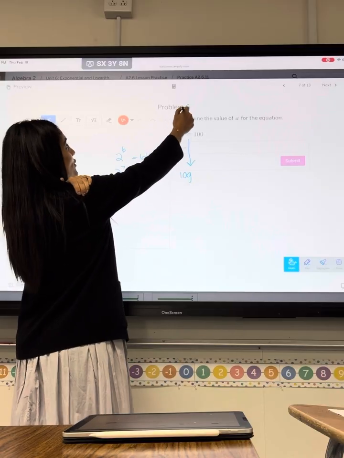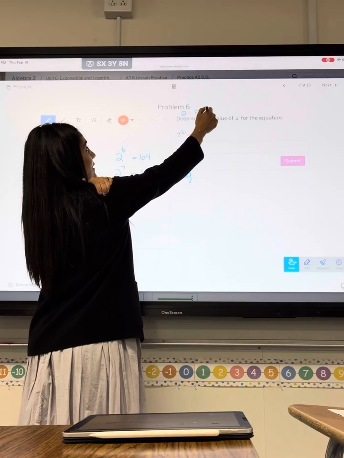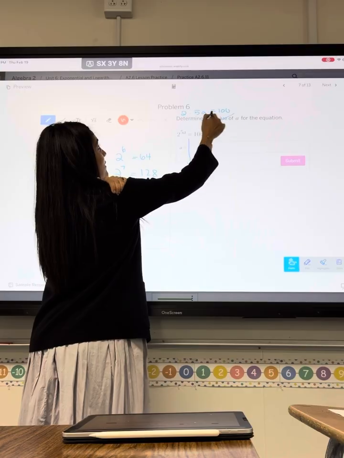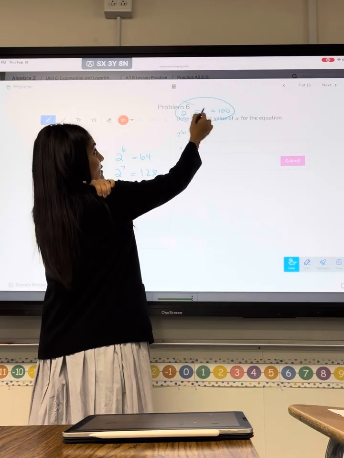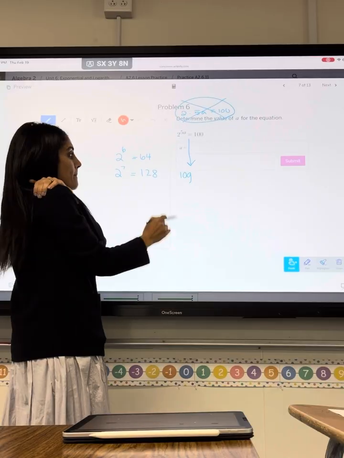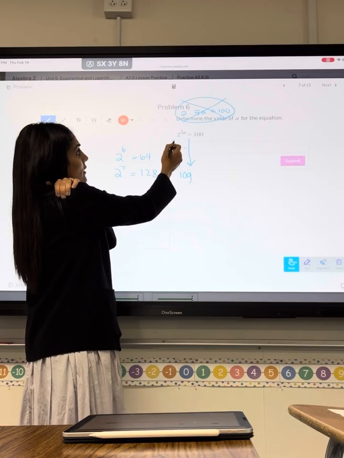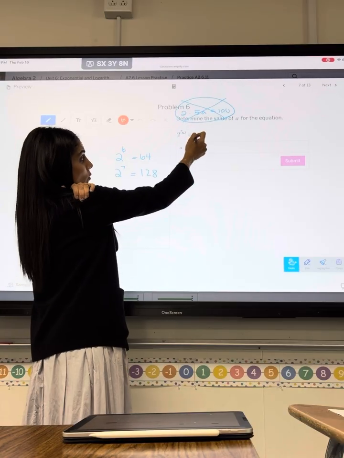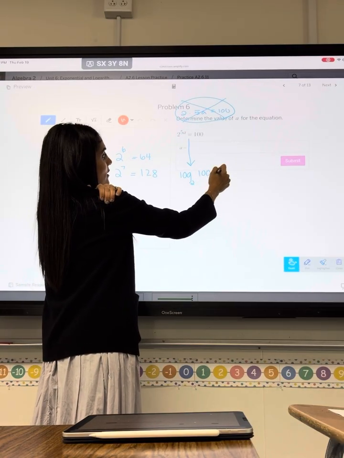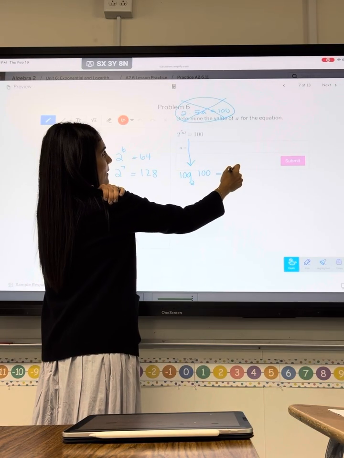This is not 2 times 5a equals 100. If it was, then you could divide by 2, then you could divide by 5, but that is not what we have, all right? Okay. Log with the same base of 2 of 100 equals 5a.